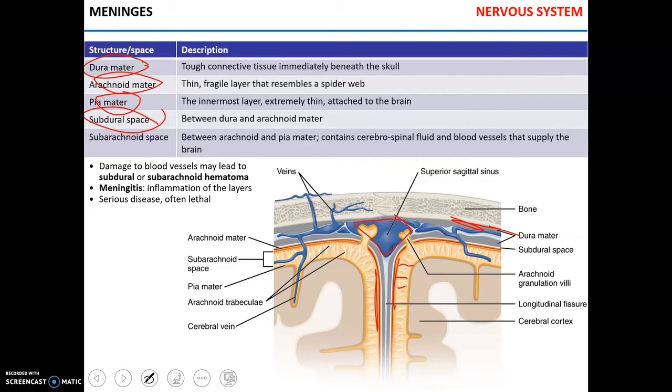And those projections extend into subarachnoid space that separates arachnoid mater and pia mater. Subarachnoid space contains blood vessels that supply the brain. It is also a place where cerebrospinal fluid circulates. Now, cerebrospinal fluid is constantly produced in ventricles in the brain, in so-called choroid plexuses, and it is drained back into the blood via arachnoid villi, right here.